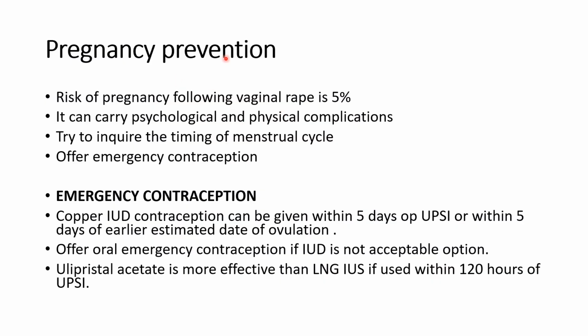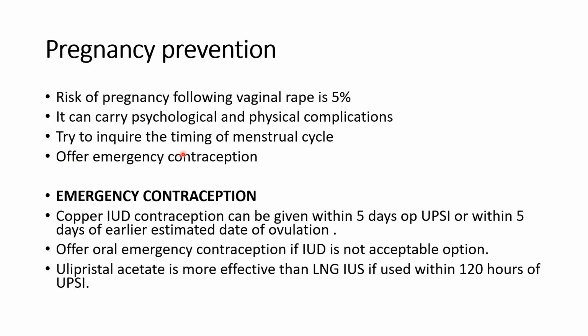Okay, a very important thing which you have to ask the patient and counsel her accordingly. First, you have to ask regarding her menstrual date and whether any barrier contraception was used during the assault or not. Might be she would not know about that, but you have to ask during your history taking. You would get points for this. And okay, the risk of pregnancy following vaginal rape is 5%. It can carry psychological and physical complications, which we all know.